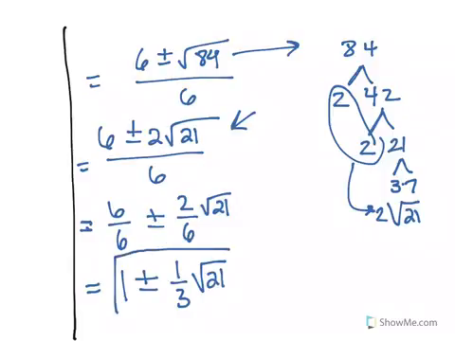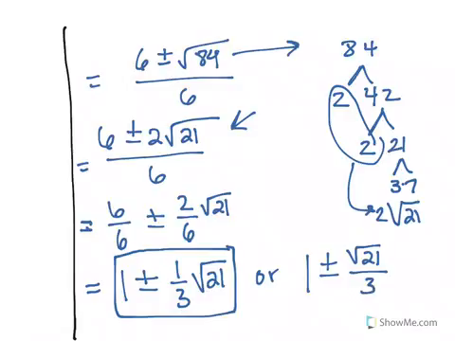So this would be your final answer. That 21 can stay in the numerator, so another way to write this is 1 plus or minus the square root of 21, all divided by 3. Either of those would be correct, since this entire thing is over 6.